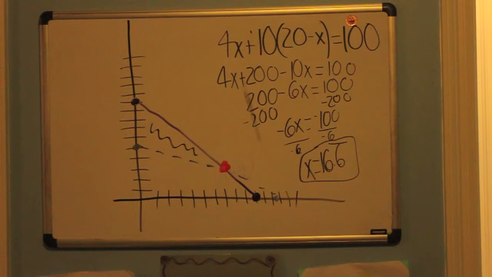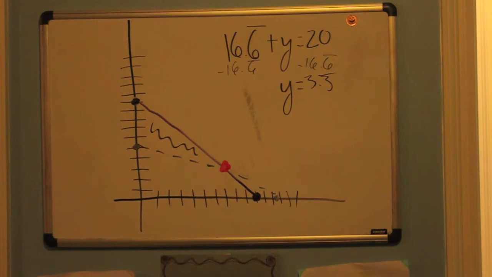Now we will plug that into the equation x plus y equals 20 to find the y coordinate of where the two lines intersect. Our problem is now 16.6 repeating plus y equals 20. After simplifying for y, we can conclude that y equals 3.3 repeating. The coordinates of where the two lines intersect are 16.6 repeating and 3.3 repeating.